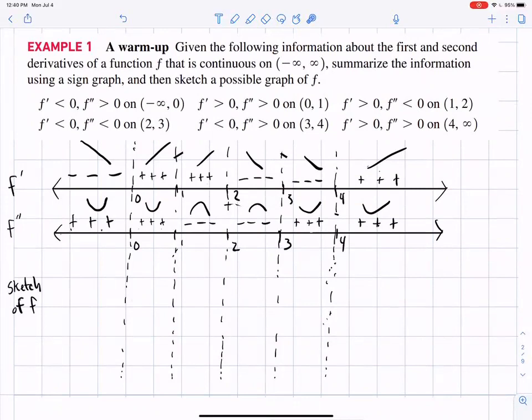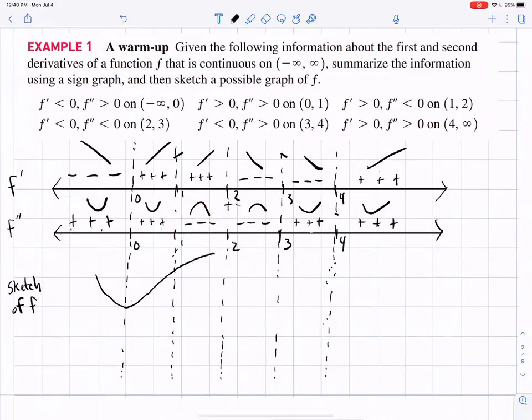So the idea is that it's going to go down and be concave up. And then it hits a point right here at x equals 0. And it's still concave up, but now it's increasing. And so that's a relative or local min. And now it's increasing, increasing. And then at this point, x equals 1, it's still increasing, but now it's concave down. And so this is an inflection point.